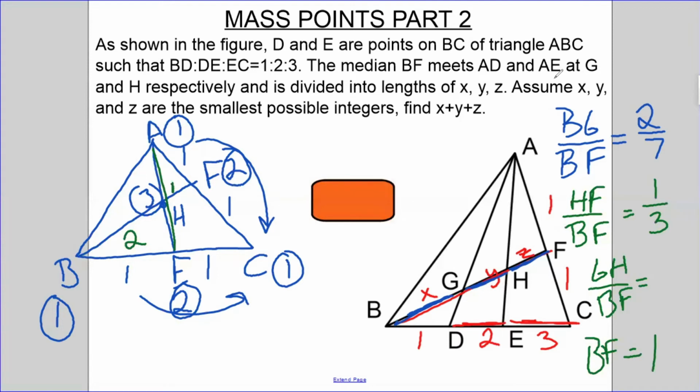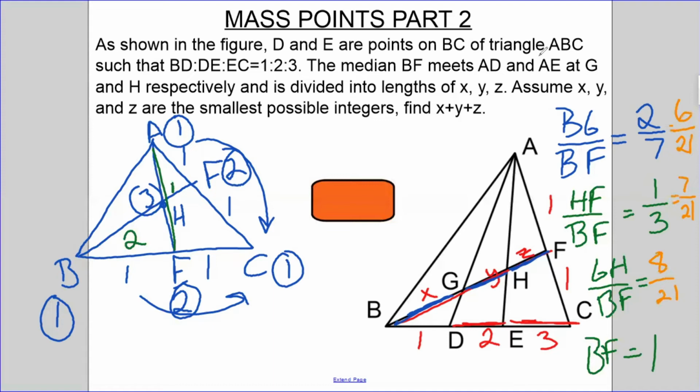Now, we're told that X, Y, and Z all have to be integers. And so what we can instead deal with here is realizing that we need a common denominator, so we can make this 6 out of 21, and this is 7 out of 21. So if we want to find GH, we realize that GH would be 8 out of 21. But in fact, we don't really care about that.